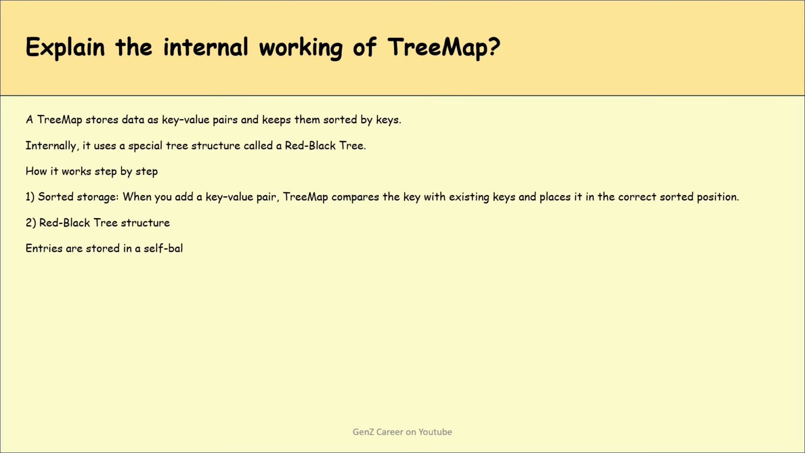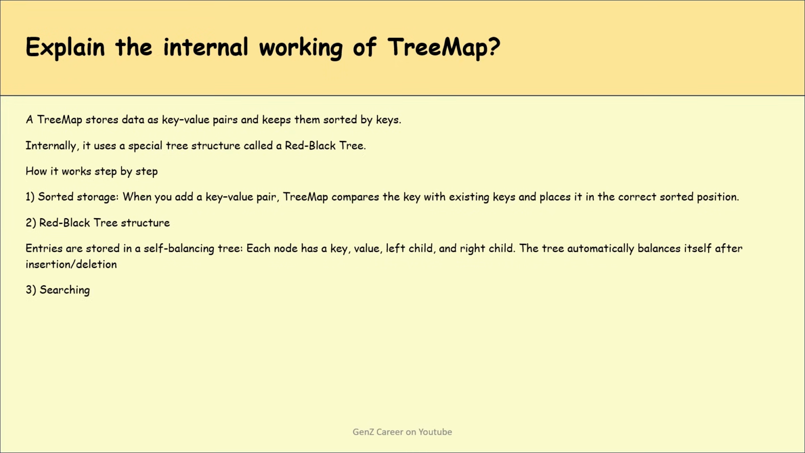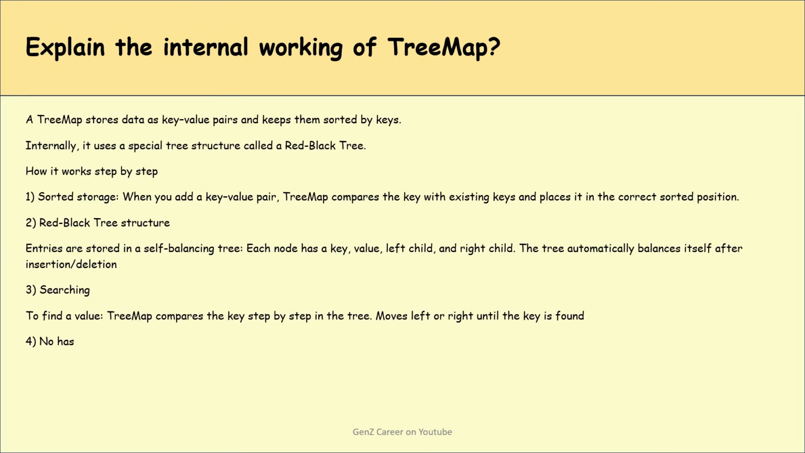Second is red black tree structure. Entries are stored in the self-balancing tree. Each node has a key value, left child and right child. The tree automatically balances itself after insertion and deletion. Okay. Third step is searching. To find a value, TreeMap compares the key step by step in the tree and moves left or right until the key is found.